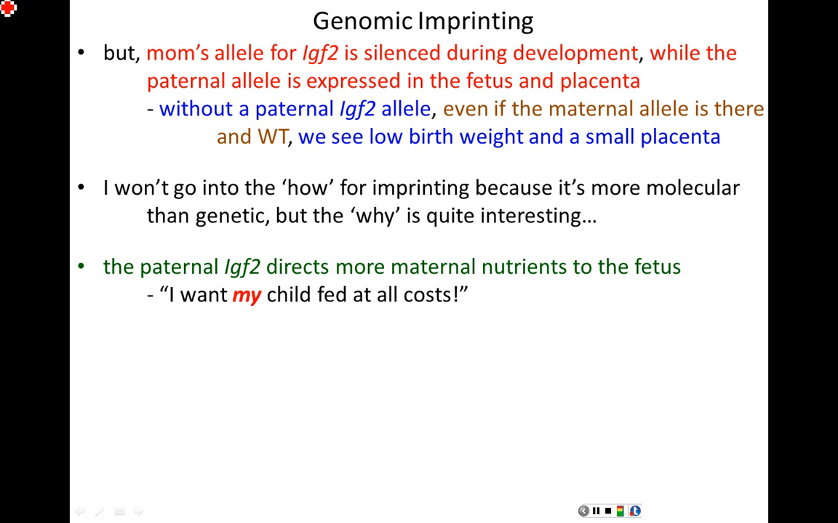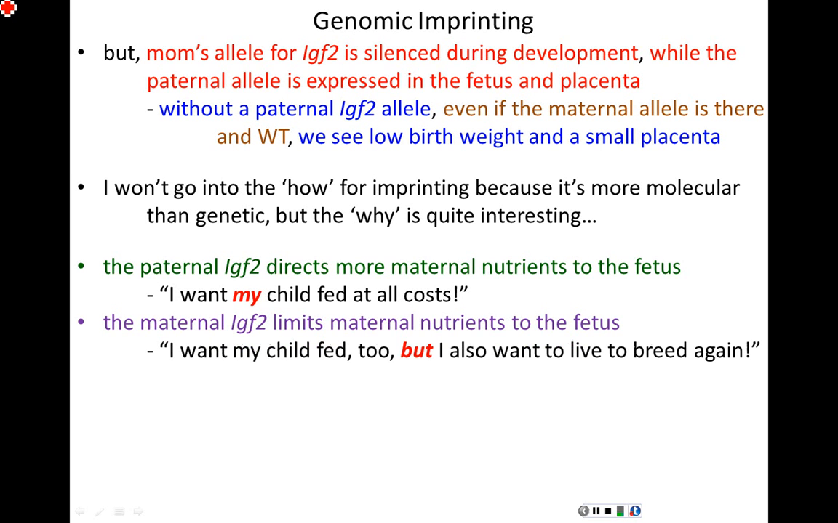I want my child fed at all costs. The maternal IGF-2 allele is not quite so vehement. The maternal IGF-2 allele does promote placental growth, but not at the same level. And so it limits the maternal nutrients to the fetus. The maternal IGF-2 allele can be thought of as saying, yeah, I want my child fed too. I'll build a placenta, but not at the cost of my own health.